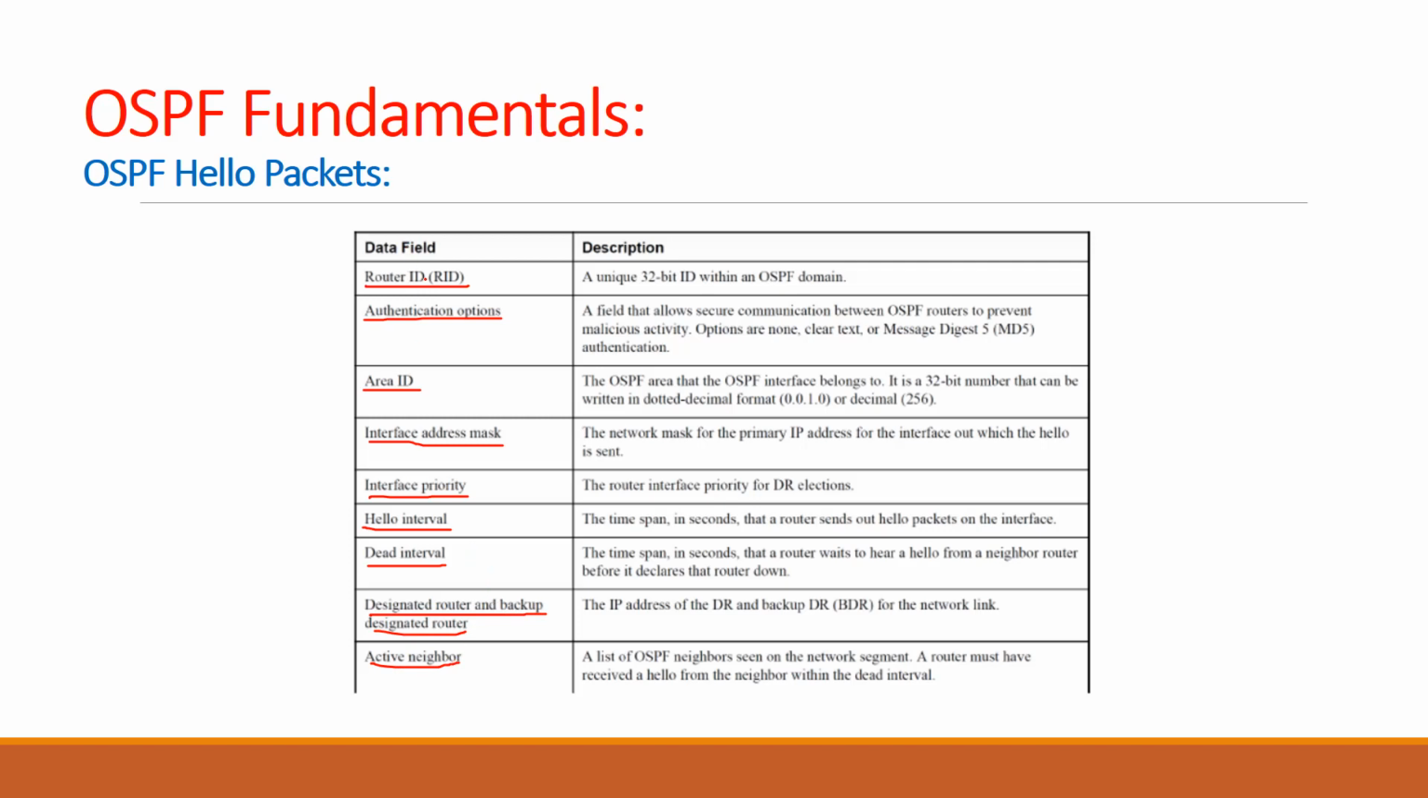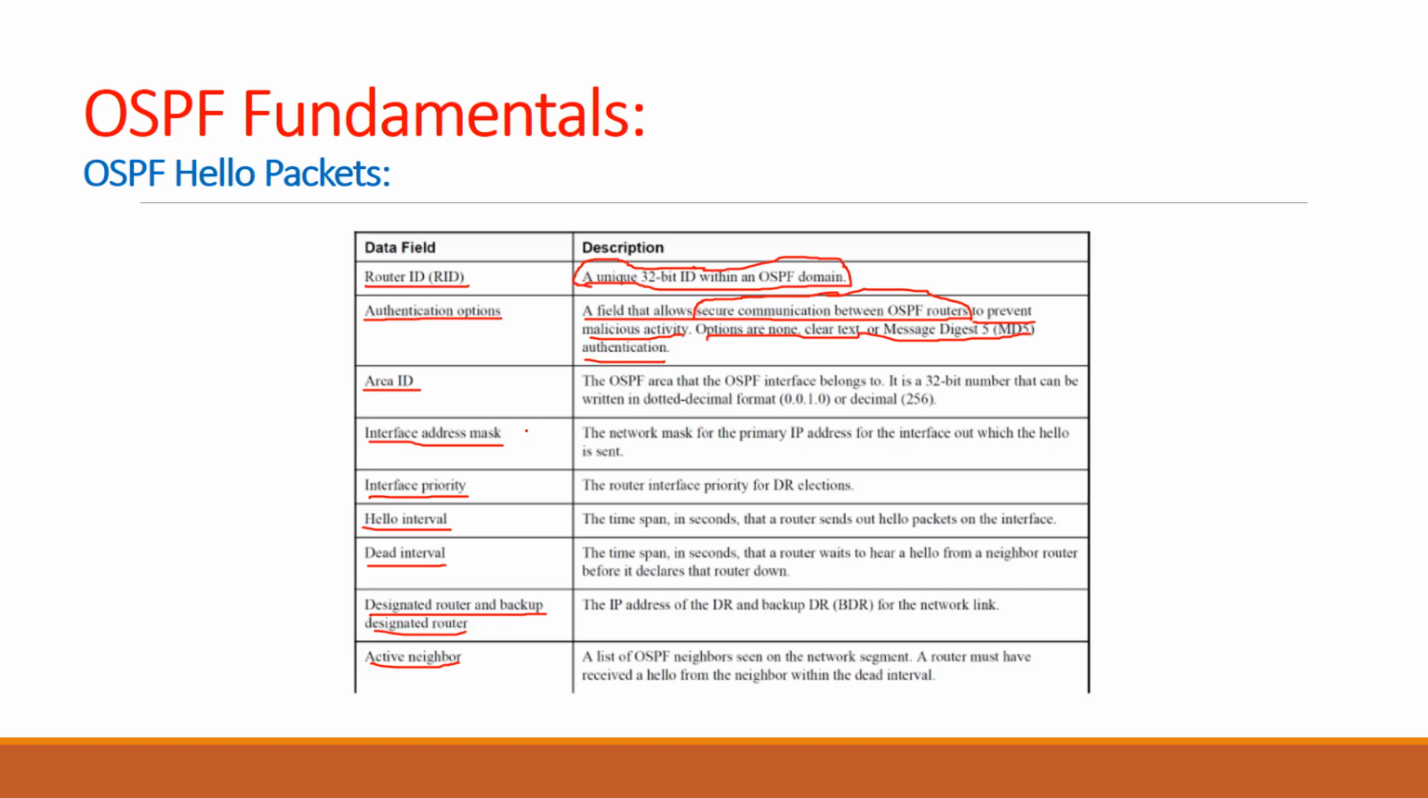Let's describe each one of these fields. Router ID: a unique 32-bit ID within an OSPF domain. It's something that uniquely identifies the OSPF router in the OSPF domain. The authentication options. This field allows secure communication between OSPF routers. Why? To prevent malicious activity. Options are none, clear text, or message digest 5, MD5 authentication.